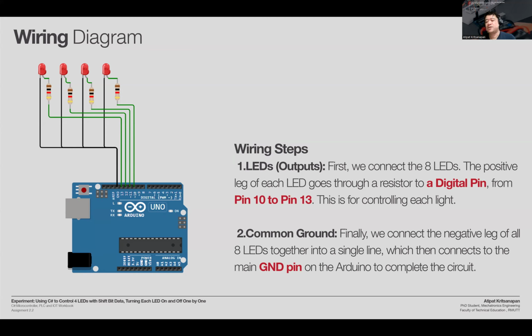Common ground. Finally, we connect the negative legs of all LEDs together into a single line, which then connects to the main ground pin on the Arduino to complete the circuit.